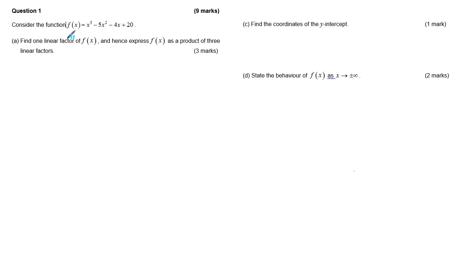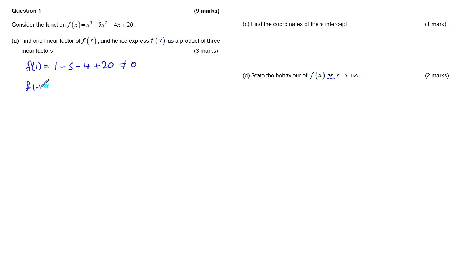Consider the function f of x is x cubed minus 5x squared minus 4x plus 20. We want to find one linear factor and hence express f of x as a product of three linear factors. So let's try f of 1. That's going to be 1 minus 5 minus 4 add 20, and that's not equal to 0.